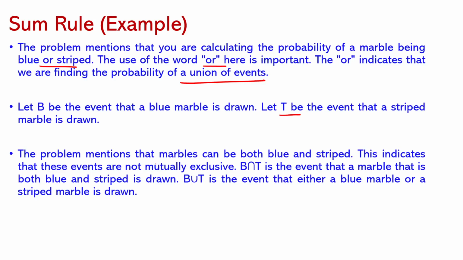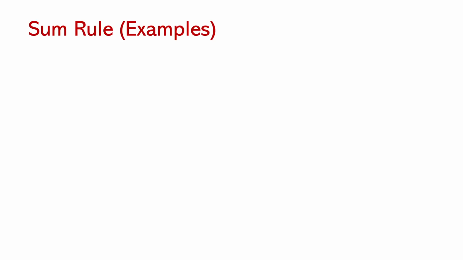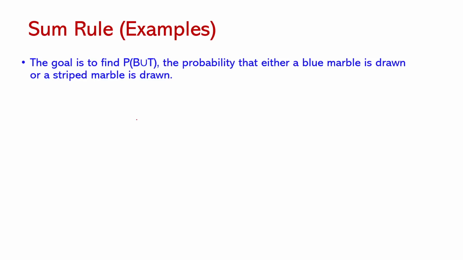Now the problem mentions that marbles can be both blue and striped. This indicates that the events are not mutually exclusive. Therefore B intersection T also happens. It is the event that a marble that is both blue and striped is drawn. B union T means the event that a marble that is either blue or striped is drawn. Intersection means which is both blue and striped. So we have that data with us in the question. Now, our goal is to find P of B union T.